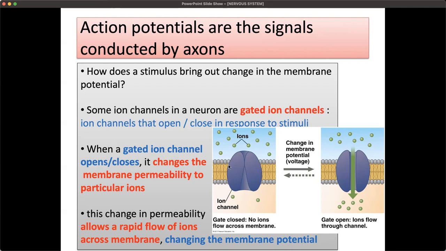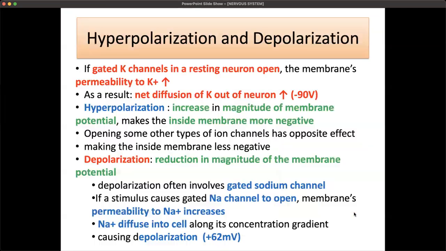This is the ion channel. This is the ion. Okay, it is closed. No ions are going to flow across the membrane. But when there's a change in membrane potential, let's say there's a stimulus, the stimulus is going to make the ion channel open, allowing the ion from the extracellular to flow into the cell, or into the neuron. So we have a hyperpolarization and depolarization.